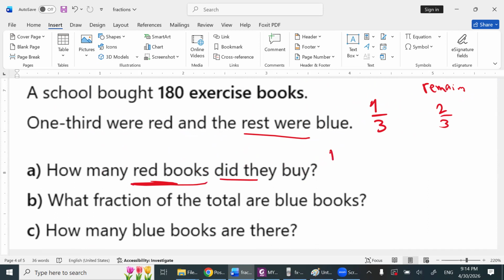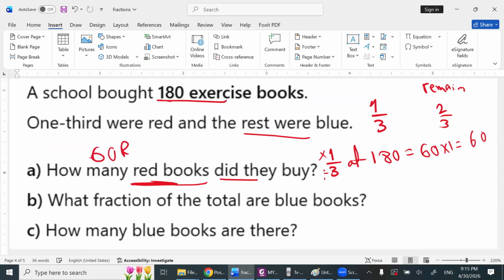The number of red is a third of the exercise books. A third of 180: you will divide by the bottom, multiply by top. Fraction of a number is an easy job. Dividing by the bottom, multiply by top. 180 divided by 3 gives you 60, times 1 gives you 60. Then we have 60 red.